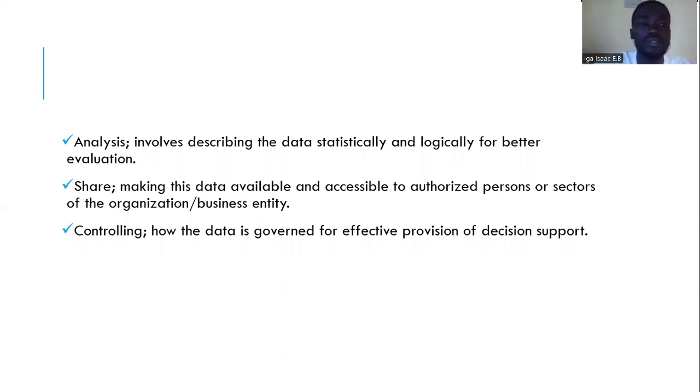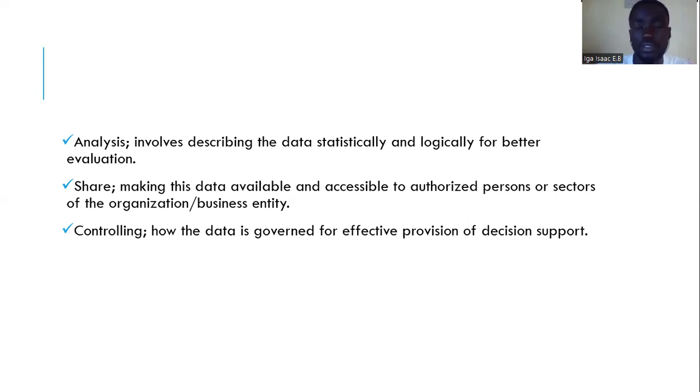Then analysis, which involves describing the data statistically and logically for better evaluation. Then sharing this data, making it available to any personnel who is supposed to access it: the data analysts, the business personnel, the managers, the stakeholders. This data has to be made available to them so they use it for their various reasons. And then controlling the data, how the data is governed when it is stored, who is supposed to access it, how, when, why. So that's how the data is governed.